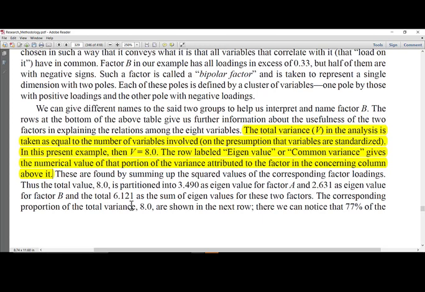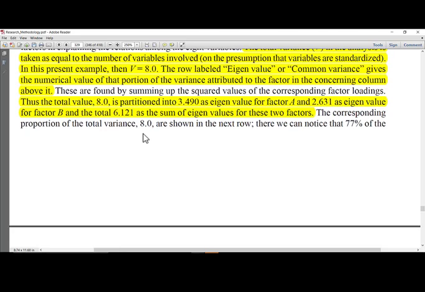These are found by summing up the squared values of the corresponding factor loadings. Thus, the total value 8 is partitioned into 3.490 as eigenvalue for factor A and 2.631 as eigenvalue for factor B, and the total 6.121 as the sum of eigenvalues for the two factors. This explanation I have already given. The corresponding proportion of the total variance 8 are shown in that next row.